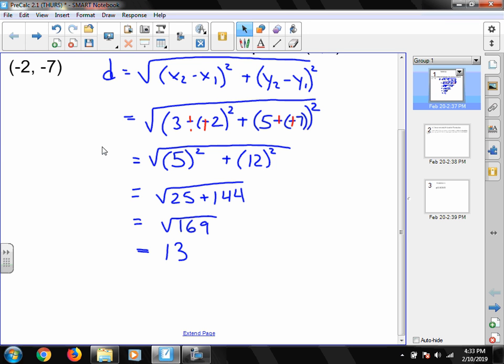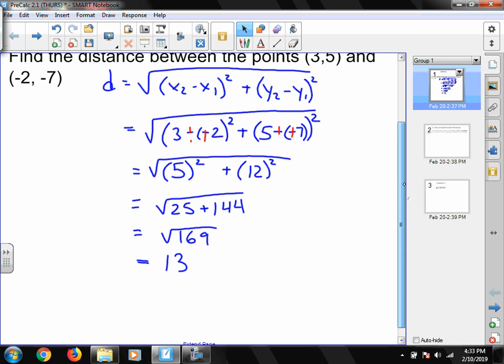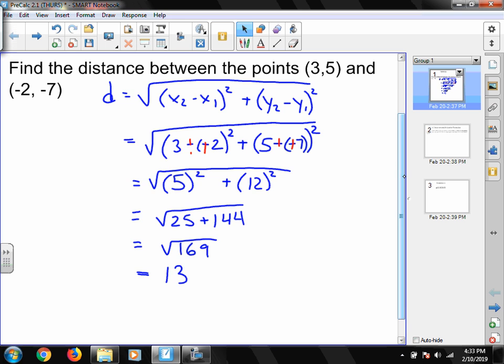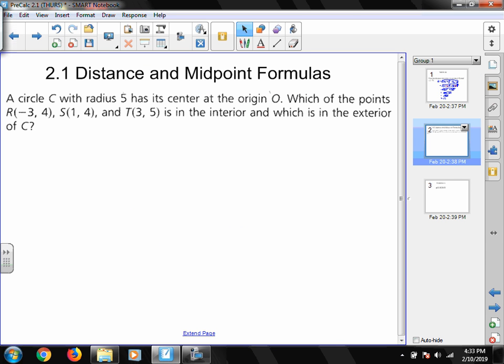So hopefully you guys got that. If not, there's one more example for you to use the distance formula. So today we're staying in 2.1, still working with the midpoint and distance formulas. As you can see from my slides here, obviously this is going to go relatively quick, so I'm going to keep this short, sweet, and to the point.